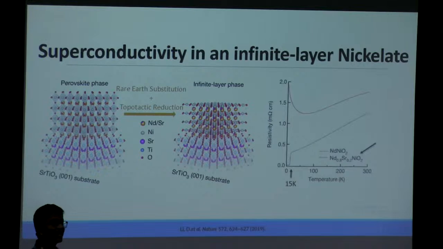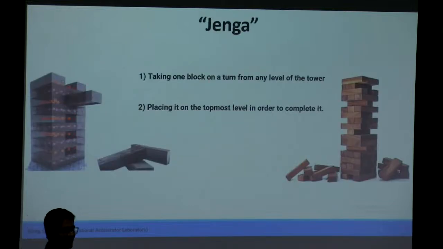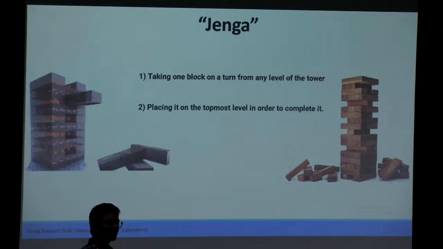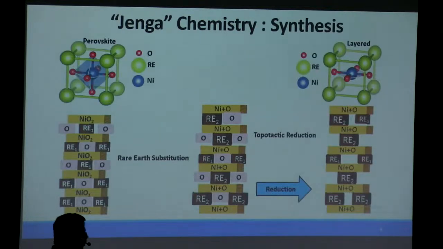Okay, fine. So what is special about this process? They named this process Jenga chemistry. As you know, Jenga is a game where you take up the blocks one by one and place them on the topmost level in order to complete it. So we can think of the perovskite form as made up of these Jenga blocks. There are two NiO2 layers which are separated by rare earth or oxygen.